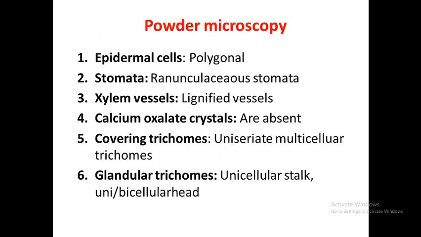The powder microscopy shows the epidermal cells which are polygonal in nature, then stomata, that is ranunculaceous or anomocytic stomata, lignified xylem vessels. The calcium oxalate crystals are absent in digitalis, the most important microscopic characteristic. Then it shows the covering and glandular trichomes. The covering trichomes are uniseriate multicellular trichomes and glandular trichomes have a unicellular stalk with uni or bicellular head.